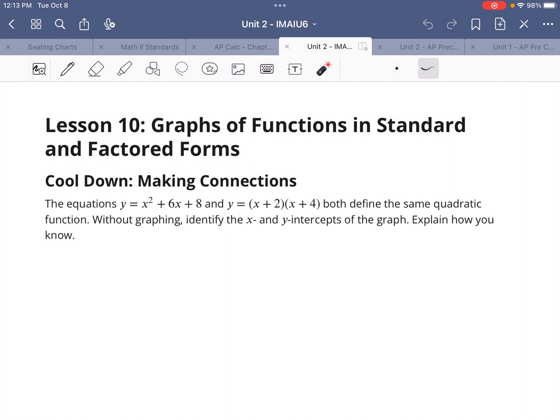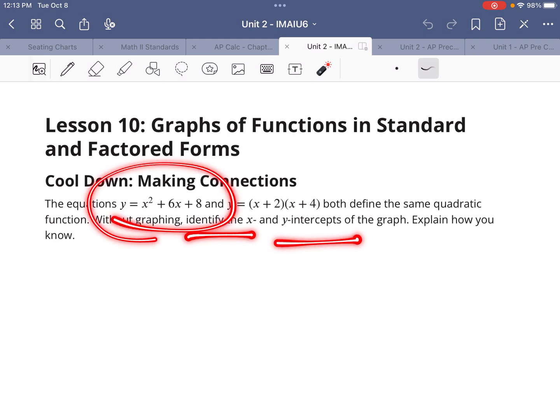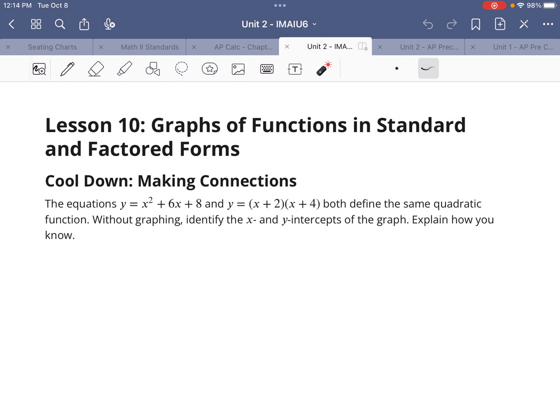All right, making connections. We have these two equations, both define the same quadratic function. Without graphing, identify the x and y-intercepts of the graph. Standard form tells you the y-intercept. Factored form tells you the x-intercepts. Explain how you know. Let me know if you have any questions.